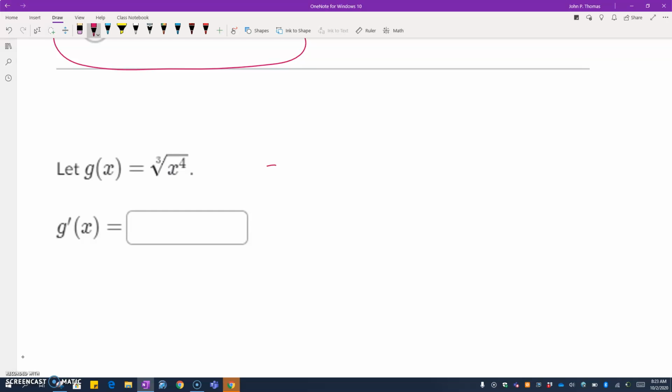All right, so first thing I'm going to do is go ahead and rewrite this in a little bit better form using our exponent rules. So we know that a third root of x to the fourth power is the same as x to the 4/3. All right, so we got x to the 4/3. Now I'm going to apply the power rule. So g prime of x equals 4/3 x to the 1/3.